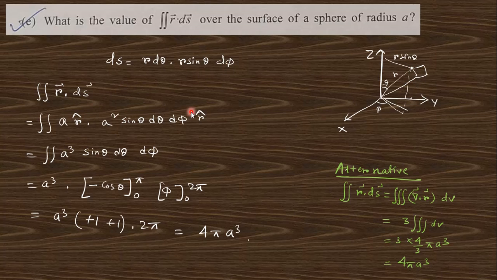So this will be the value of ds, and this is r equals a r cap. So r cap 1 you will get, and just integrate, and the answer will be 4 pi r a cube. Alternatively, you can use the Gauss divergence theorem. You know, A dot ds will be divergence dv. Just put the value of A equals r, and the divergence of r equals 3.